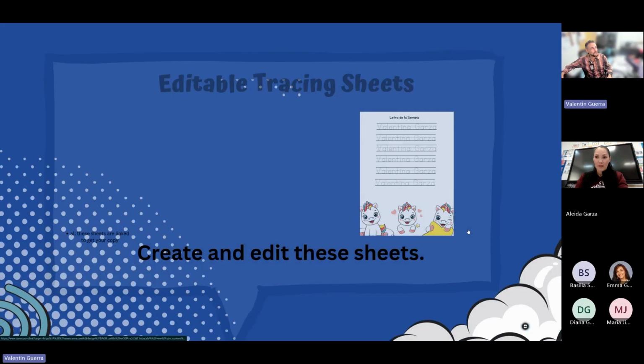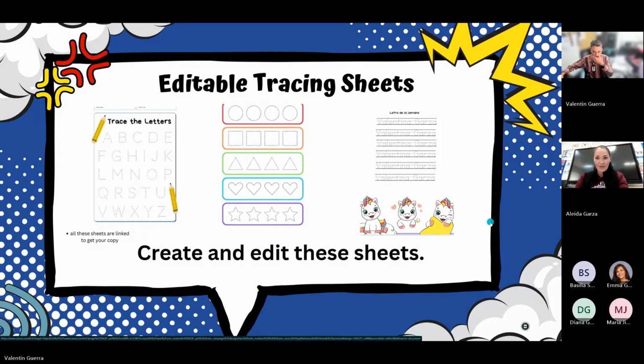Aleida, explain to us what we're doing here. Hi, good afternoon, everyone. This is how I use Canva. I look in there and then I find something, or if there's something that I need to change, like in the tracing letters, I put this one here.